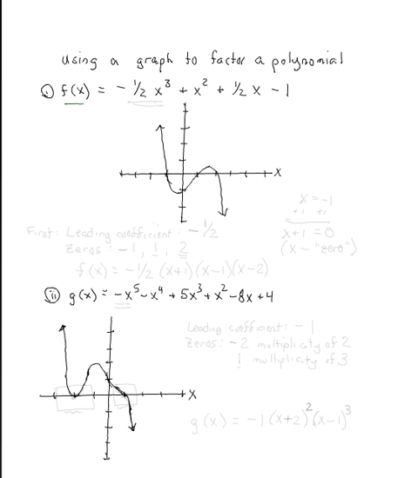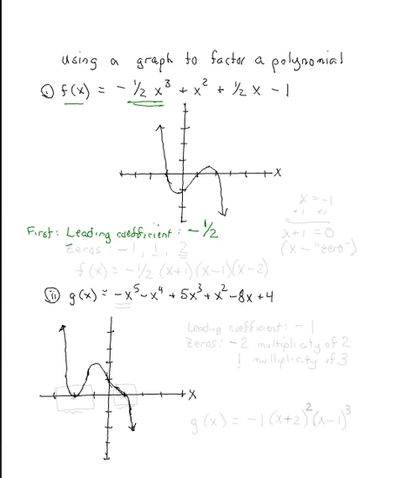A couple of things we want to note immediately. I notice that this is cubic. I notice the odd end behavior. First thing I need to know, what's my leading coefficient? Notice this is a decreasing function. Should not be a surprise because our leading coefficient here is negative. In fact, it's a negative 1/2 coming from that cube. That will play into our factorization.